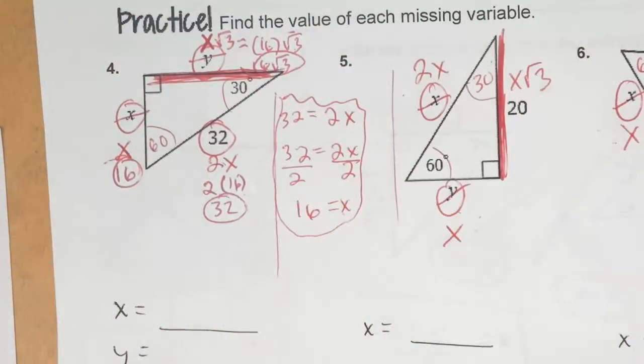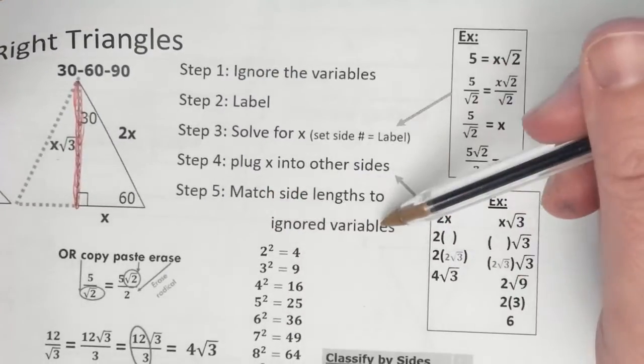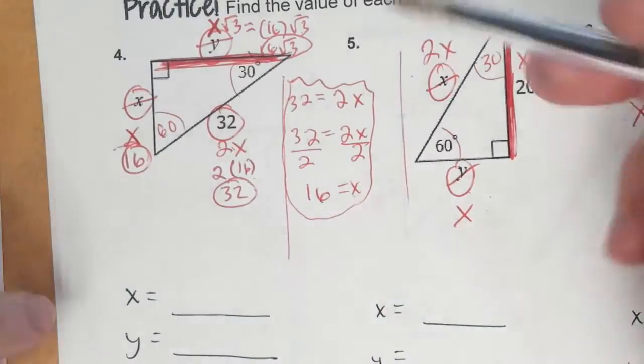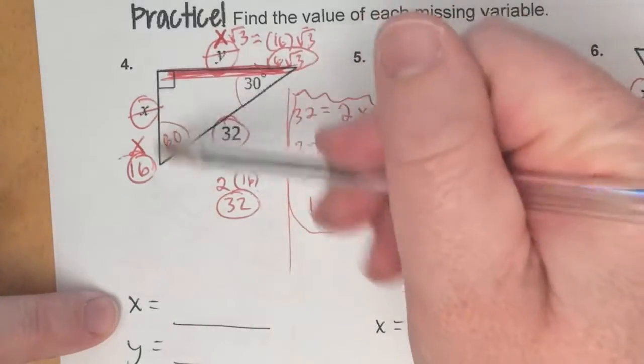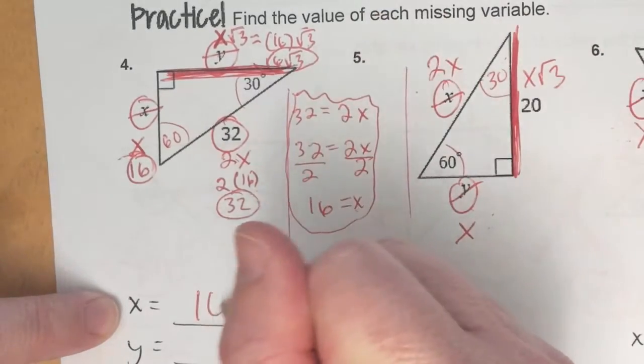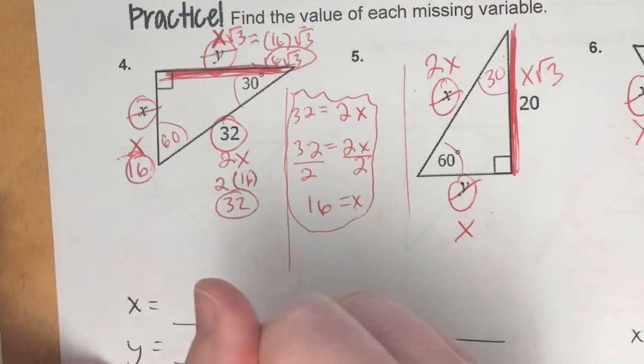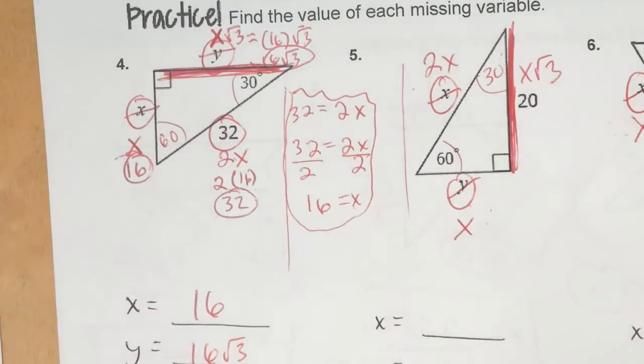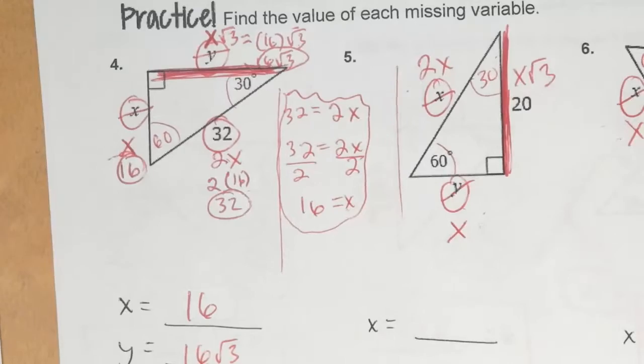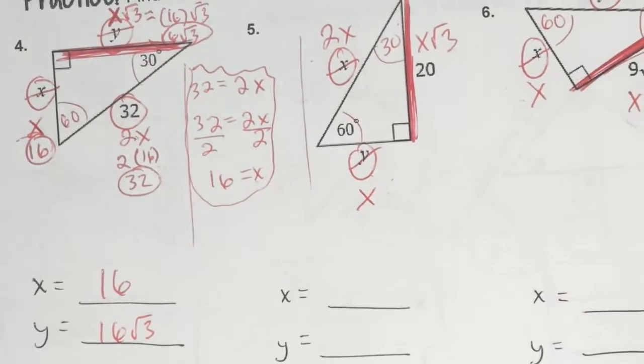All right, and your final step. Match your side lengths to your ignored variables. So this side was my black x. This side also equaled 16. This side was my black y. This side also equaled 16 radical 3. And those are those answers right there. Okay, and then, all right, let's go to number 5.